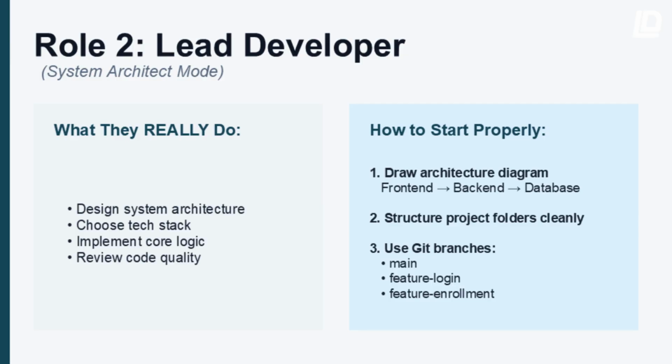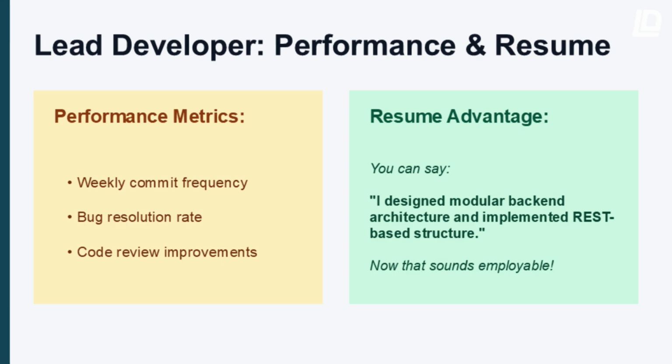We're architecting a system. For performance metrics, track your weekly commit frequency to GitHub. Are you consistently pushing progress? Track your bug resolution rate. How quickly do you fix issues? And track code review improvements. Is your code quality getting better over time? The resume advantage here is massive. You can say in interviews, I designed modular backend architecture and implemented REST-based structure. Now that sounds employable. That's not a student project anymore. That's professional software engineering experience. And employers recognize the difference.